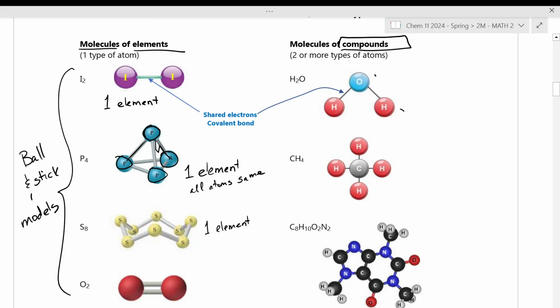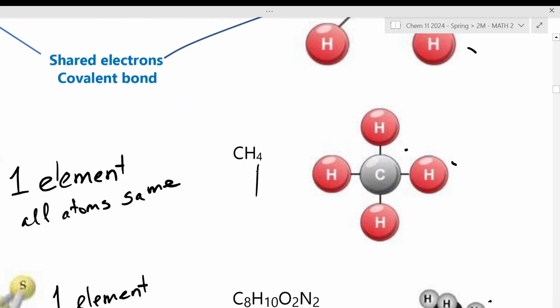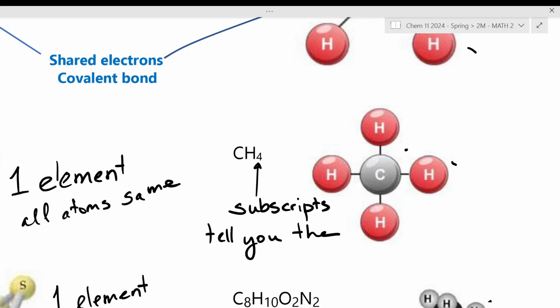We've got hydrogen and oxygen here. We have hydrogen and carbon. This one has nitrogen and oxygen and hydrogen and all kinds of things. Yes? Do you remember what we call these tiny little numbers down at the bottom? Those are called subscripts. What do they tell you? Take a look at the picture, CH4. What does that little 4 tell you? That there are 4 hydrogens. It tells you the number of atoms of an element.